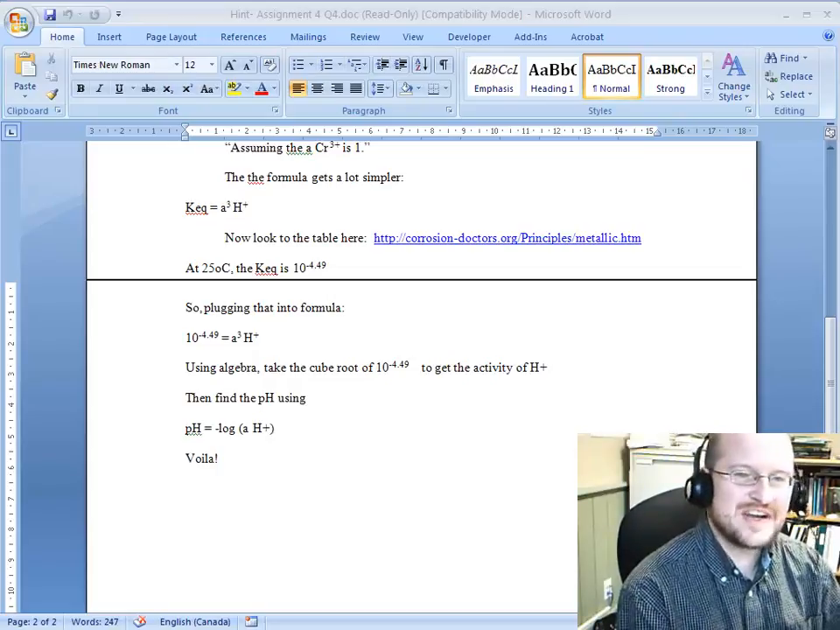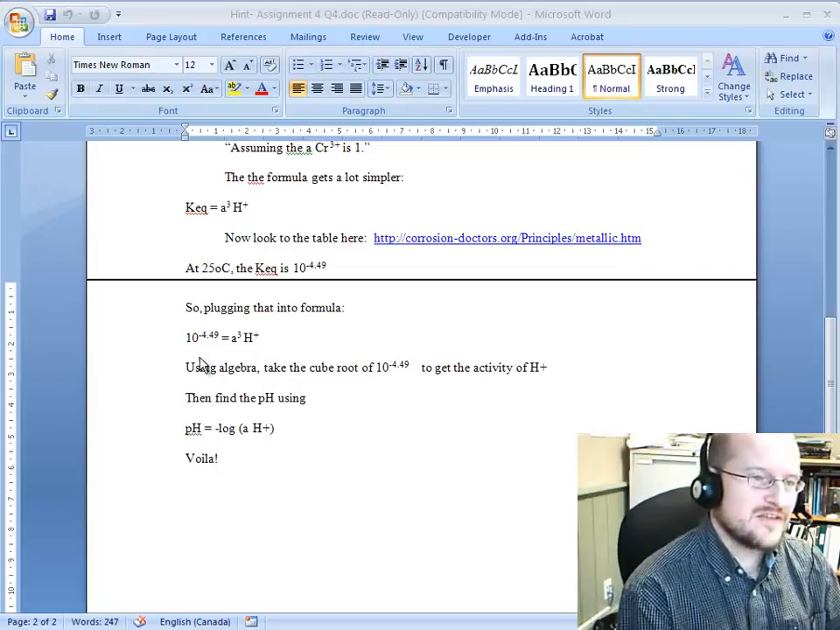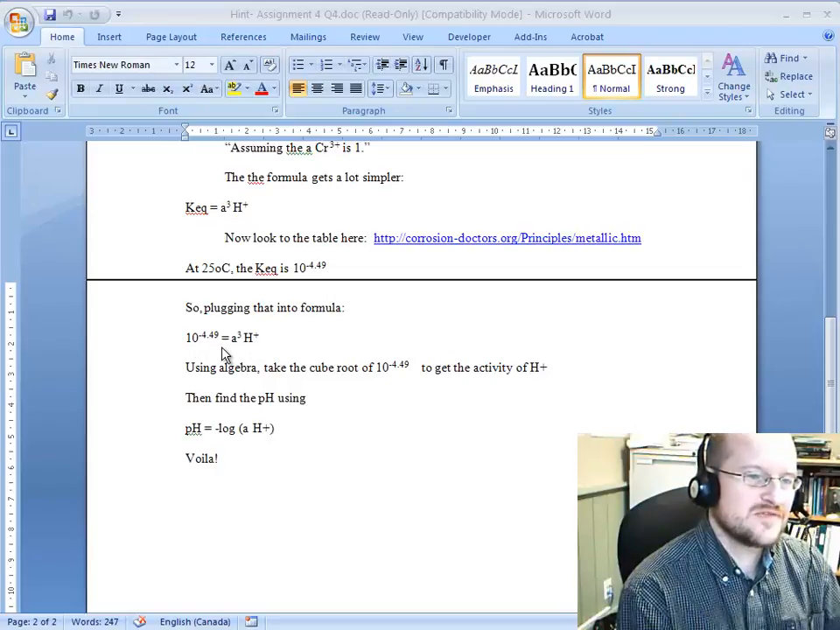Anyway, what I've got on the screen right now is the Word document that I shared with you in the discussion forum, and I'm just going to follow it through. At the end, I've got an expression: activity cubed of H plus is equal to 10 to the minus 4.49. So you're going to need a little bit of algebra now to isolate activity of hydrogen, because activity of hydrogen is the next thing that you're going to want to plug into this pH equation.